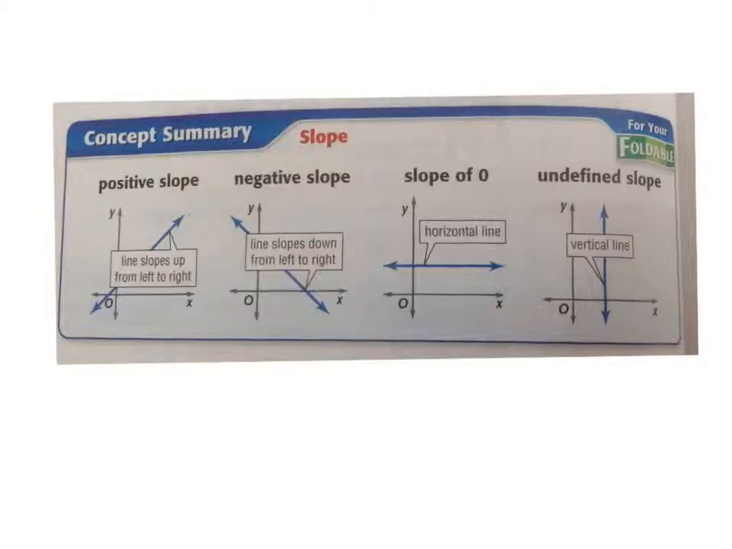There are 4 kinds of slopes that you will see in a line. A line that slopes from left to right, so it goes up, is a positive slope. A line that goes from left to right but goes down toward the ground is a negative slope. A line that is horizontal has no slope. It's not going up, it's not going down. Or a line that is going straight up and down is undefined. So it is going in a direction, so it does have a slope, but that slope is not defined.